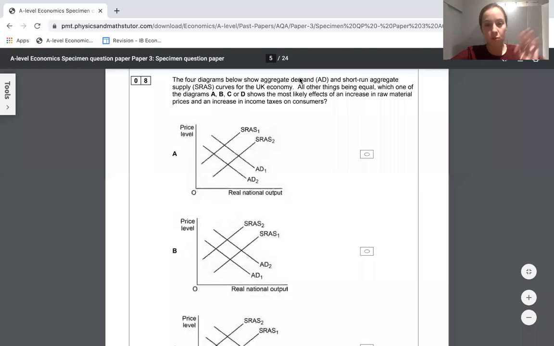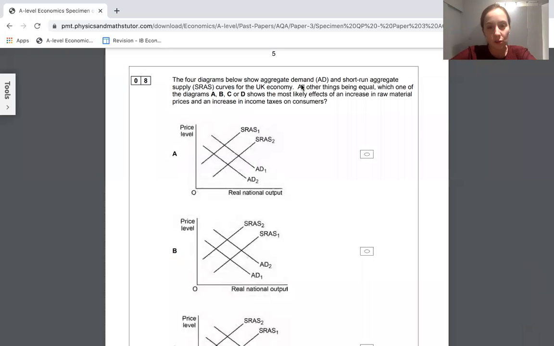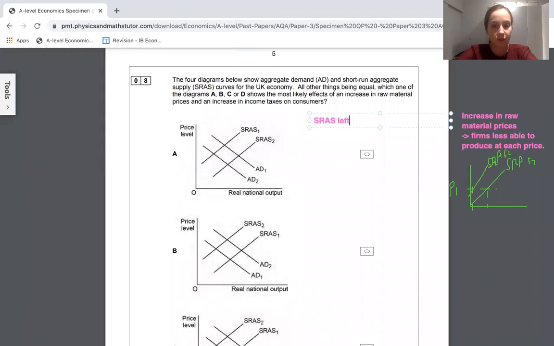Right, this one, it's just memorizing what shifts your short run AS. So an increase in raw material prices is going to make firms less able to produce at each price. In other words, their supply curve is going to shift left. At each prior price, say P1, they are now supplying less than they did before. So S1 moves to S2, and this is macro, so this is your short run AS2 and your short run AS1. So for that increase in raw materials, we want that short run AS to shift left.